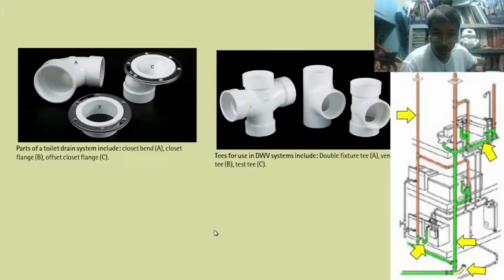Okay? So next, parts of a water closet drain system include the closet bend. This is the closet bend. This is 4, this is 3. The 4 is connected to the closet flange. What is the closet flange? This is the closet flange. This is the flange that you have to fix on the flooring, where you have to connect the bowl. You have to connect the water closet itself to this flange.